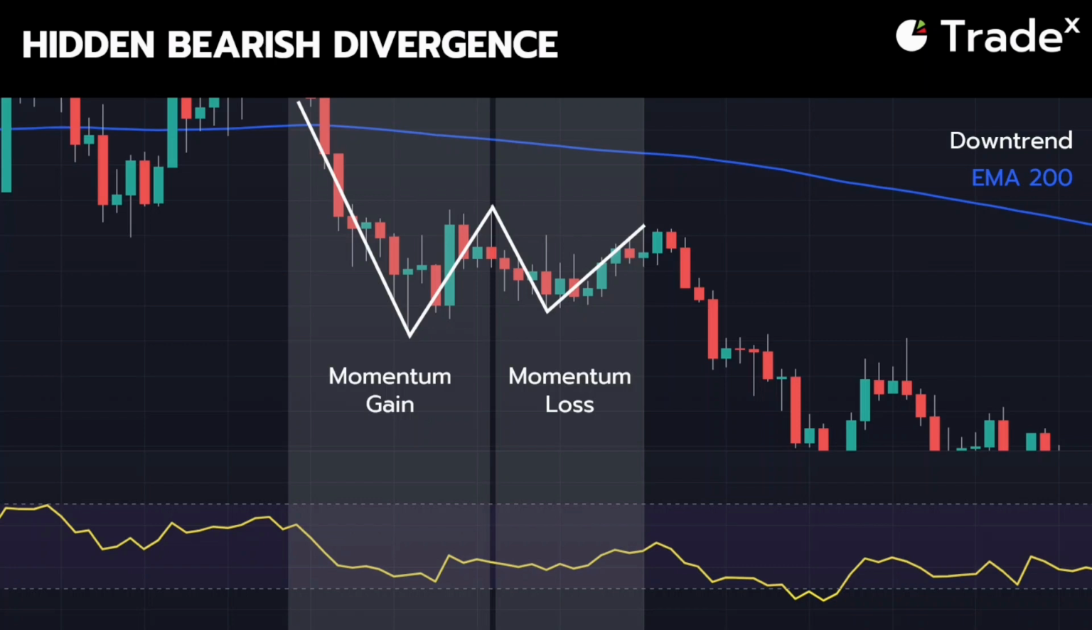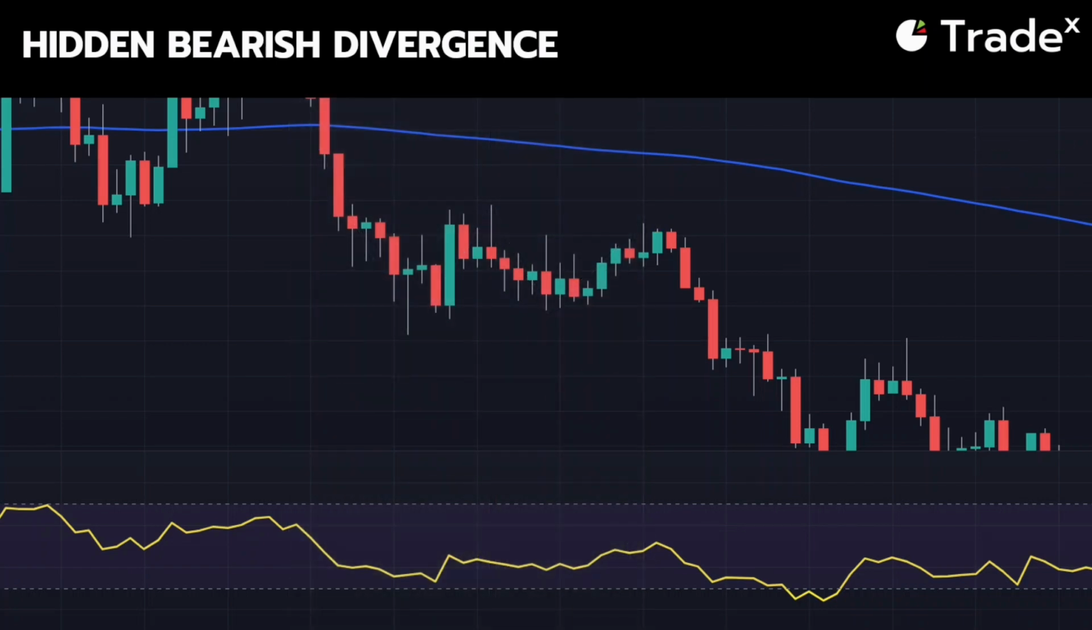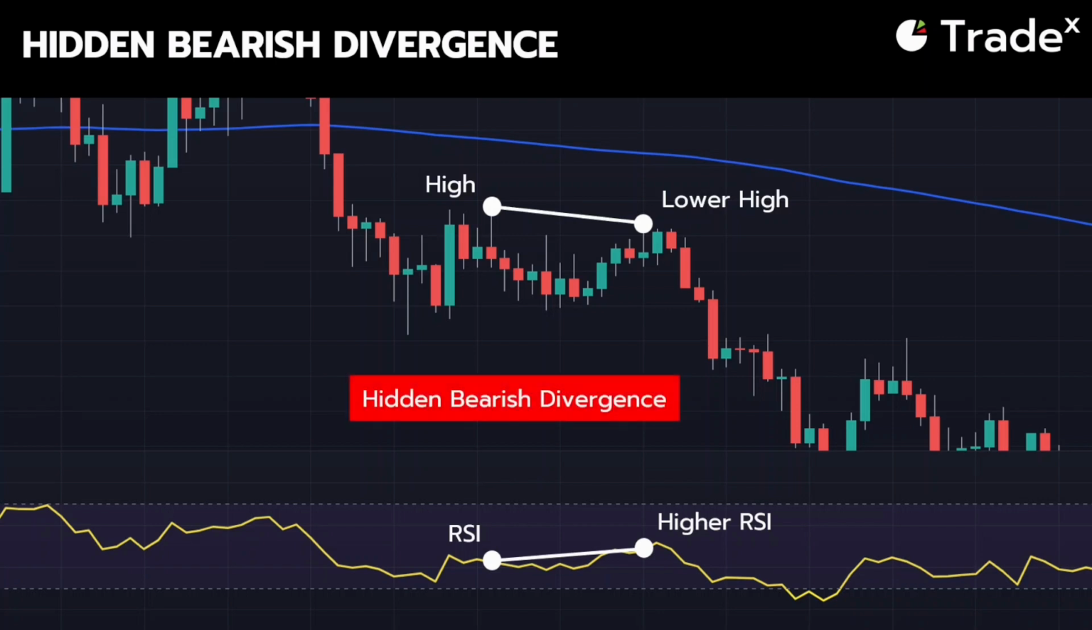We will analyze these two highs alongside their corresponding RSI data to identify hidden bearish divergence and confirm the continuation of the downtrend. On the chart, the price forms a lower high, suggesting a potential continuation of the downtrend. Meanwhile, the RSI shows a higher high. It indicates that, despite a rise in upward momentum, the price still struggles to advance. This confirms hidden bearish divergence, suggesting that the underlying downtrend is likely to persist.